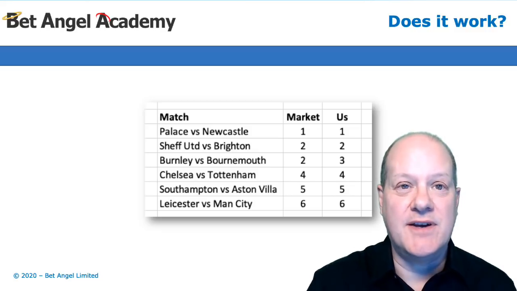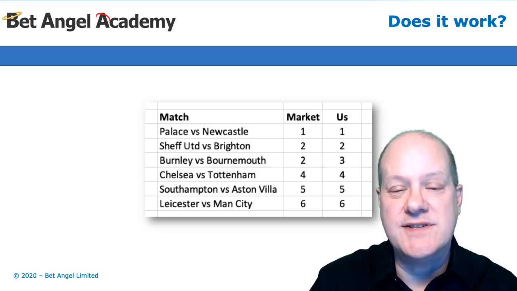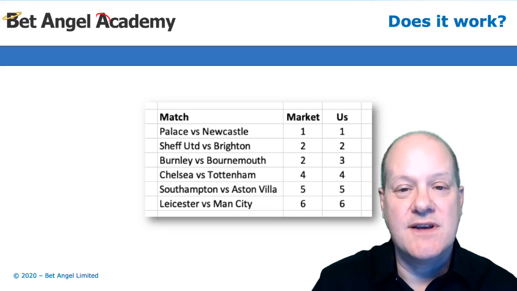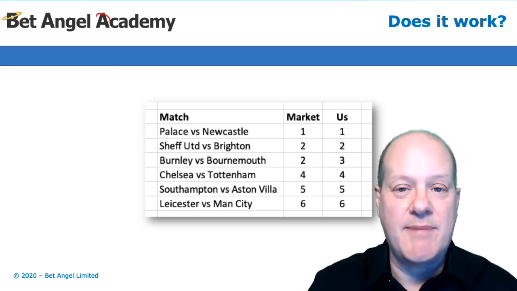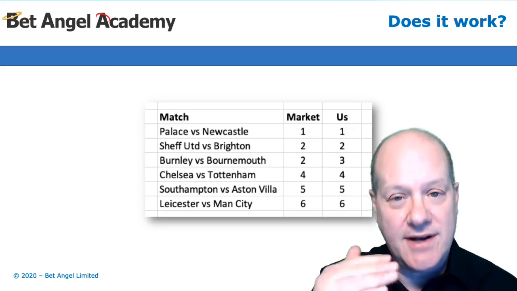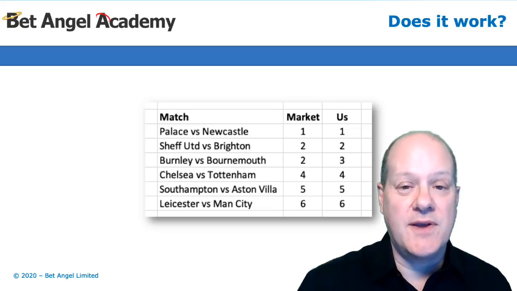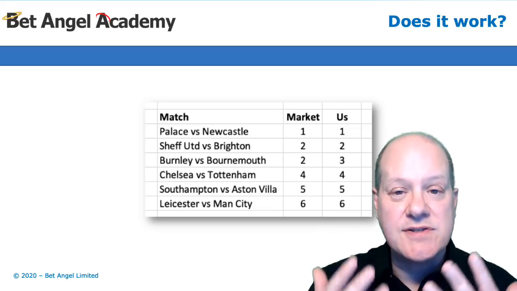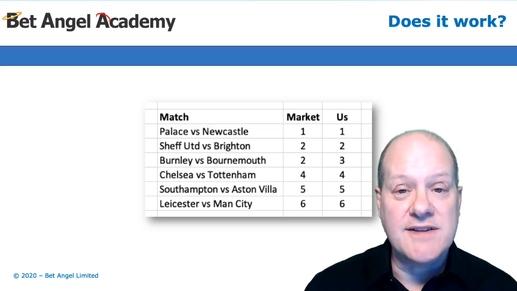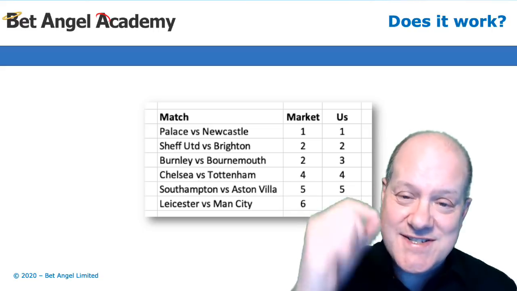I say almost exactly because the market can't split Sheffield United and the Burnley match, because both of those matches basically have odds that are about the same. But we can rank it because we've actually done the detail behind it and we can put it in order. But the most important thing with using a method like this, rather than just looking at the market and going, well, that's fairly obvious, is that you're actually sticking a number on it.